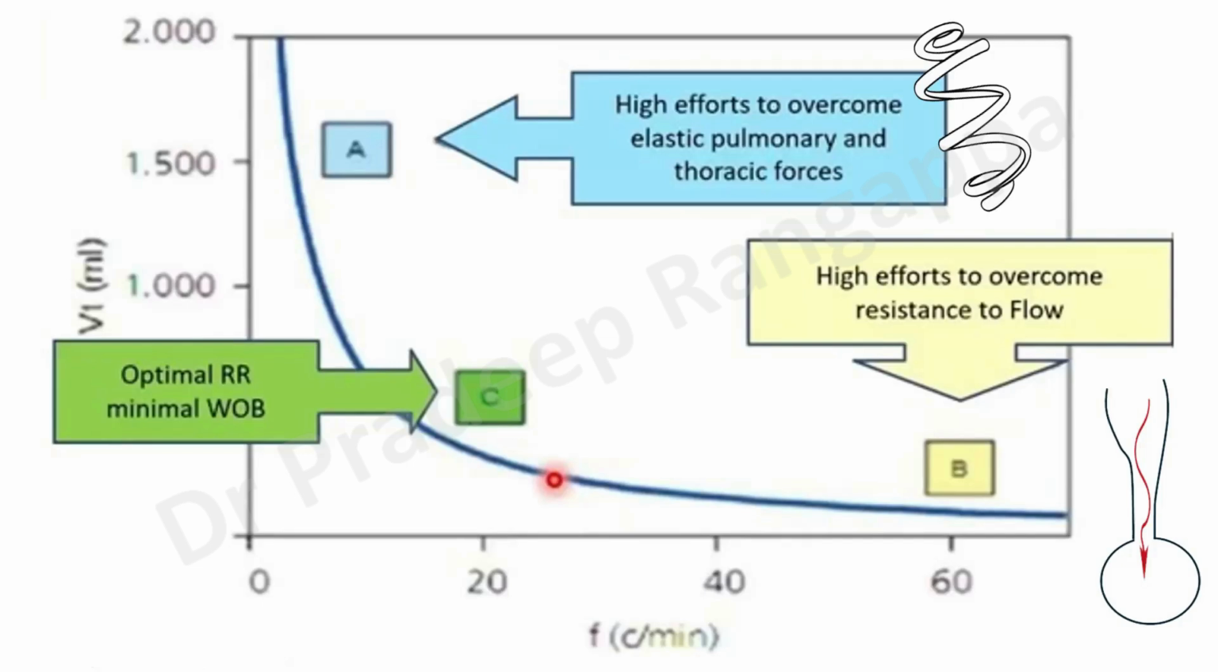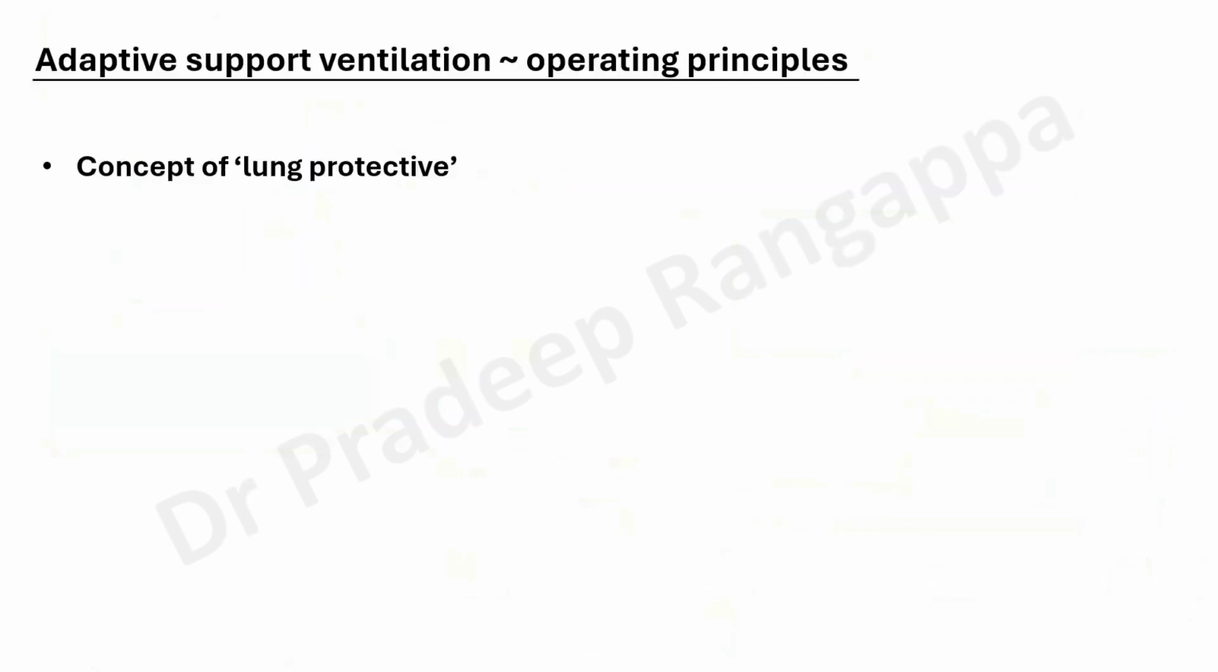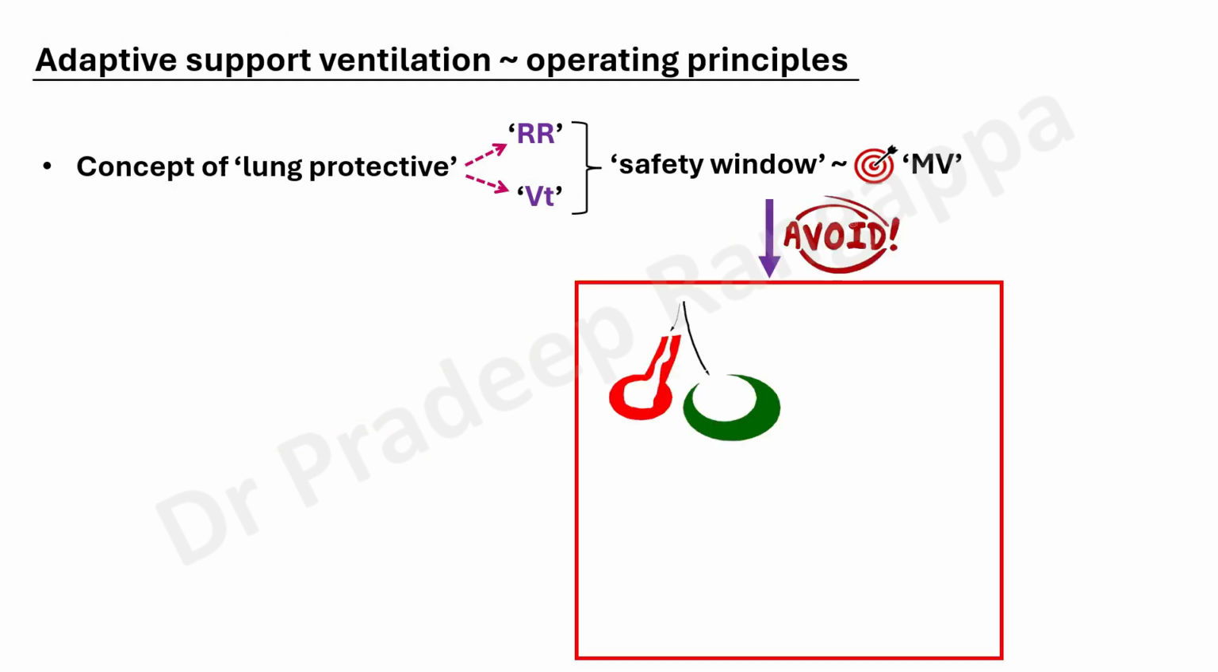So in exam, if they ask you, just draw this graph and say this is how the optimal tidal volume and respiratory rate is set by the machine. I think conceptually you would have understood. And why this is done is to have a balance between overcoming the elastic forces and the resistive forces. So it's a concept of lung protective ventilation, where again, re-emphasizing, optimal respiratory rate and optimal tidal volume is taken and a safe window is taken between them to attain the target minute ventilation.